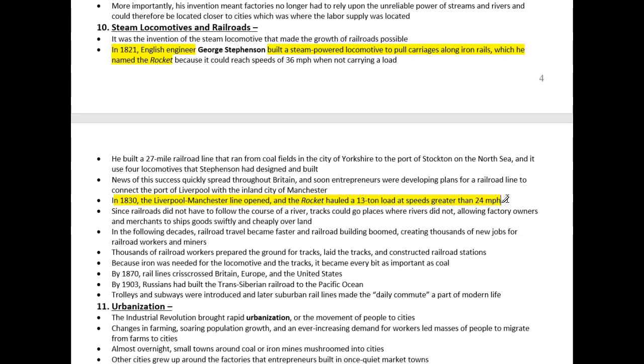By 1870, rail lines crisscrossed Britain, Europe, and the United States. By 1903, Russians had built the Trans-Siberian Railroad to the Pacific Ocean. Trolleys and subways were introduced, and later suburban rail lines made the daily commute a part of modern life.